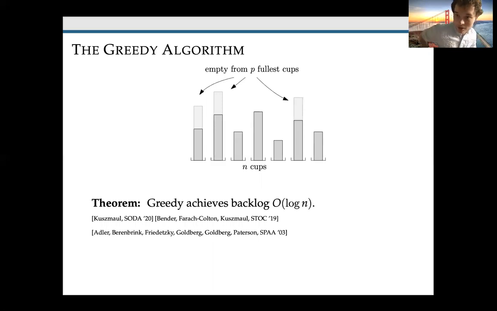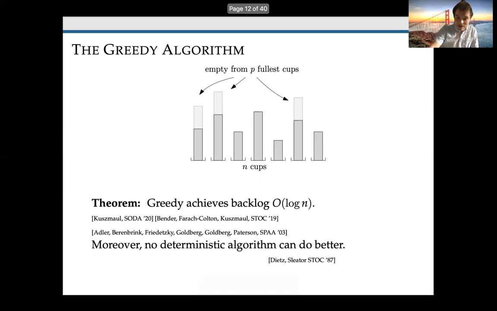The first state-of-the-art result you should know about is the best deterministic emptying algorithm, which turns out to be the greedy emptying algorithm. The greedy emptying algorithm just always empties from the P fullest cups. A long series of work culminated in showing that the greedy algorithm actually does quite well. It achieves backlog O(log n), where n is the number of cups, and it does that no matter what the parameter P is. And as I mentioned, it's the optimal deterministic emptying algorithm. So this is the best you can do.